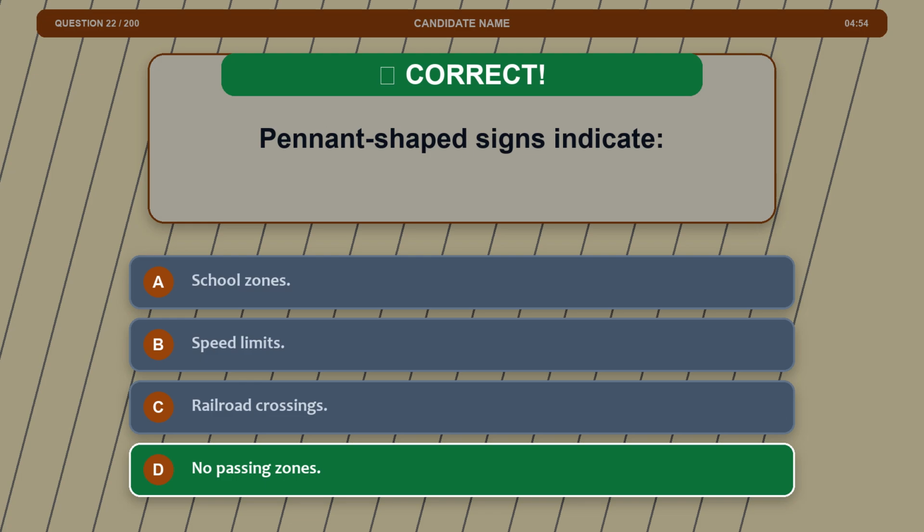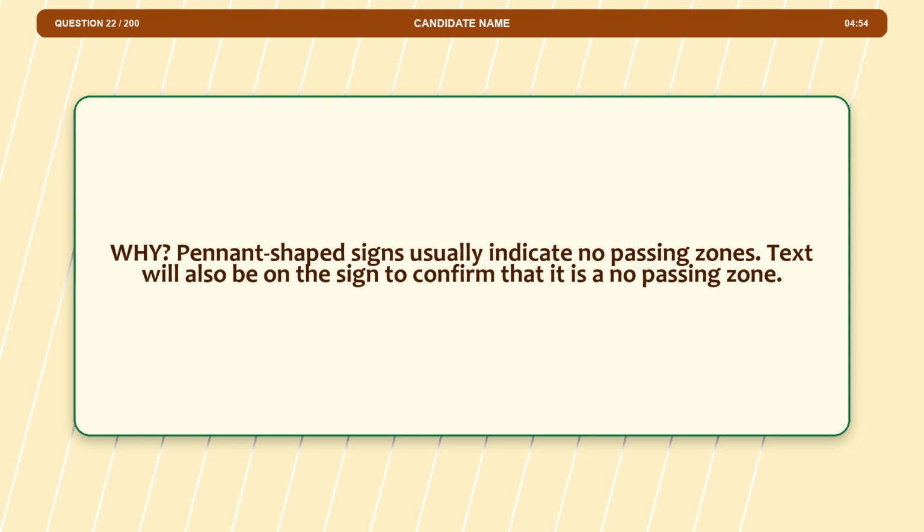The correct answer is option D, no passing zones. Explanation. Pennant-shaped signs usually indicate no passing zones. Text will also be on the sign to confirm that it is a no passing zone.